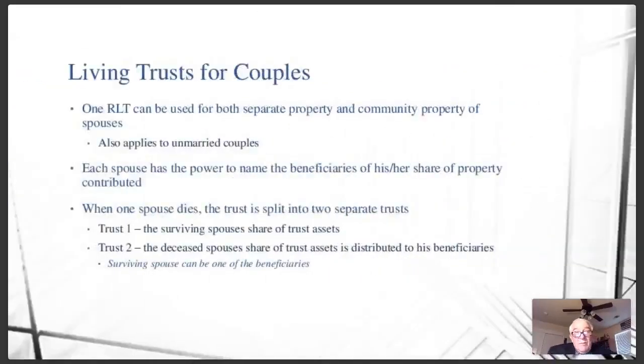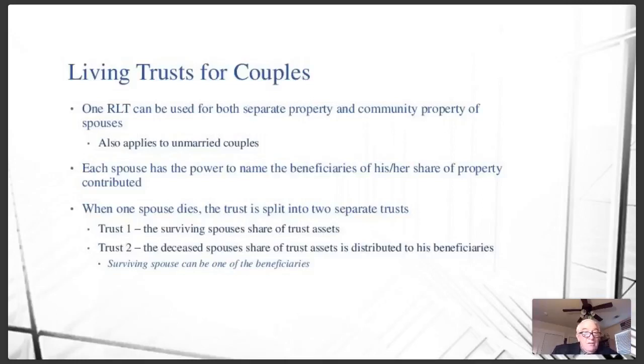Now, a couple can set up one living trust that covers both of their properties, and it can cover both the separate property of each individual spouse and the community property of both spouses. And this also applies to unmarried couples. Each spouse has the power to name the beneficiaries of his or her share of the property contributed, and when one spouse dies, this trust splits in half into two separate trusts.